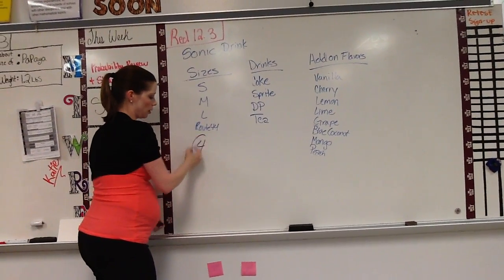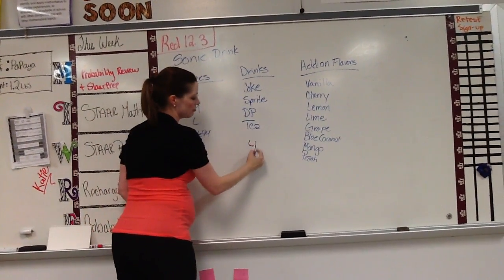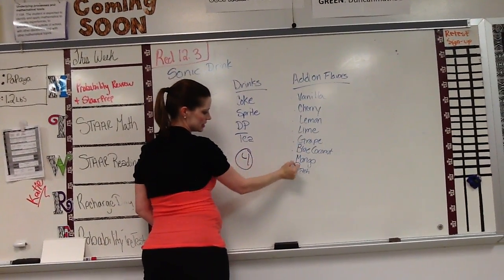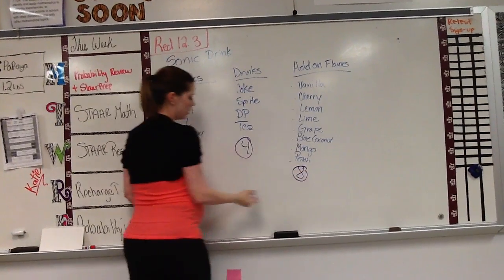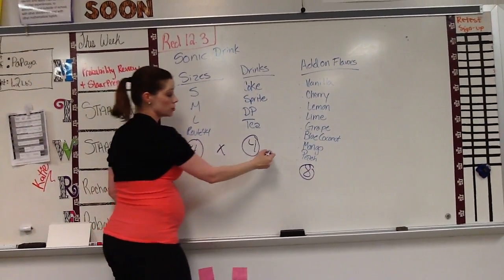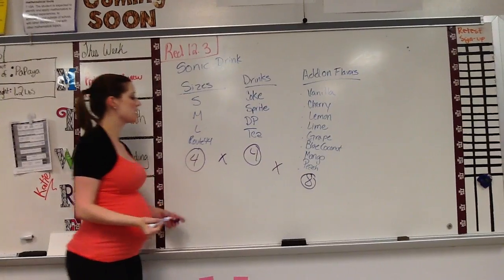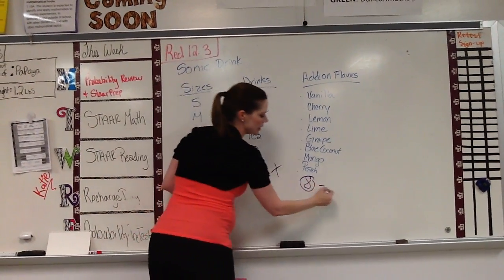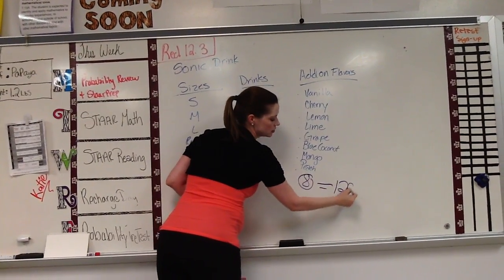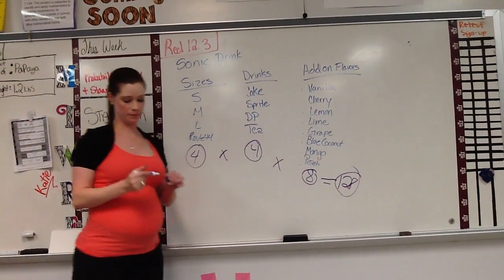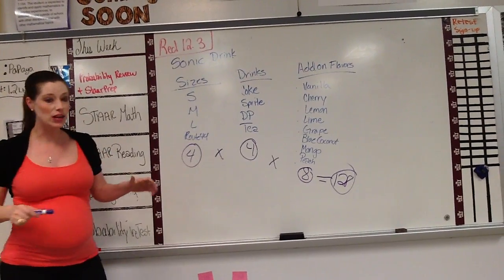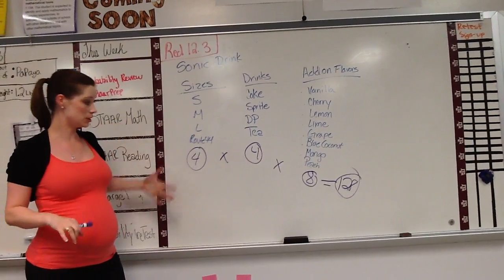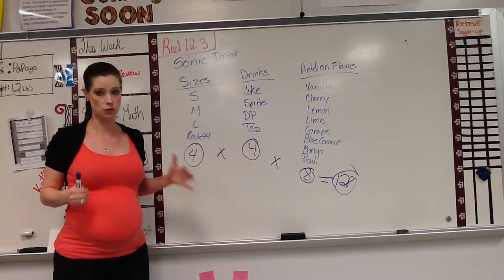Sizes, I've got 4. Drinks, I've got 4. Flavors, I've got 1, 2, 3, 4, 5, 6, 7, 8. All I do is take these numbers and multiply them together: 4 times 4 is 16, times 8, I get 128 different drinks. Now granted, some of those drinks might be very similar because we're just talking sizes here, but there's still 128 options.